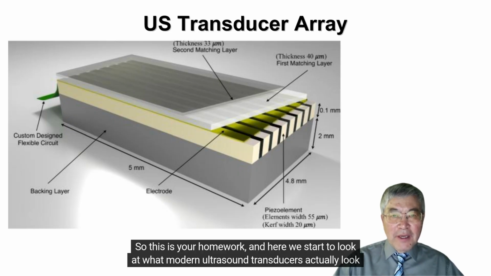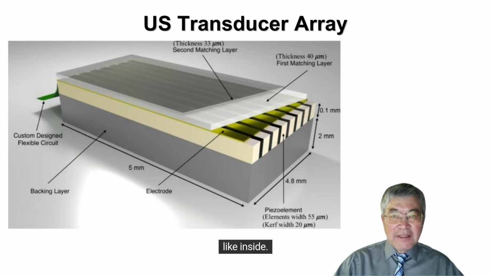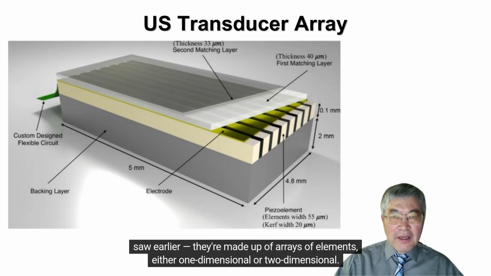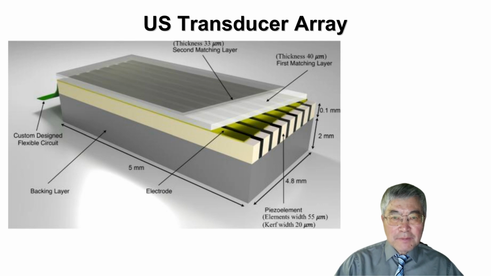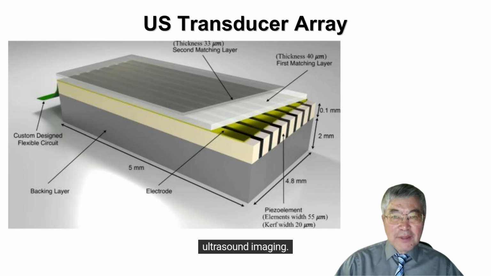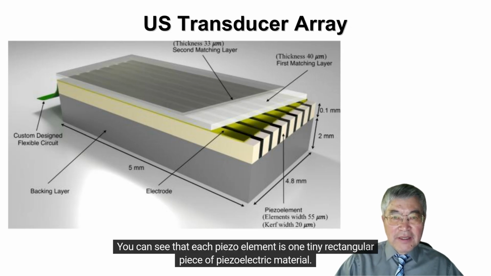So this is your homework, and here we start to look at what modern ultrasound transducers actually look like inside. In most modern ultrasound systems, the transducers are not just a single piezoelectric element like we saw earlier. They're made up of arrays of elements, either one-dimensional or two-dimensional. The image you see here is a schematic of a one-dimensional linear array transducer, which is very common in medical ultrasound imaging. You can see that each piezo element is one tiny rectangular piece of piezoelectric material.